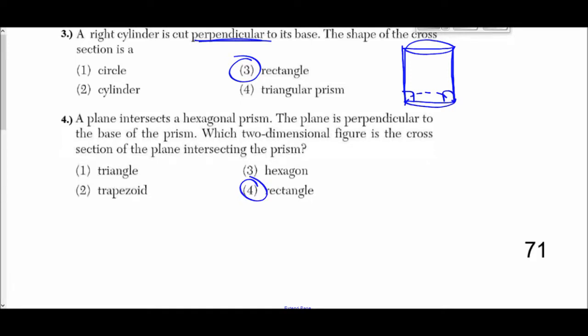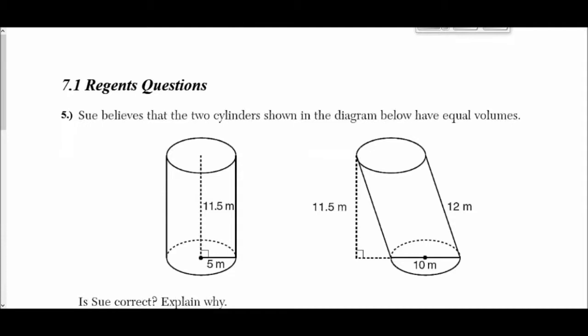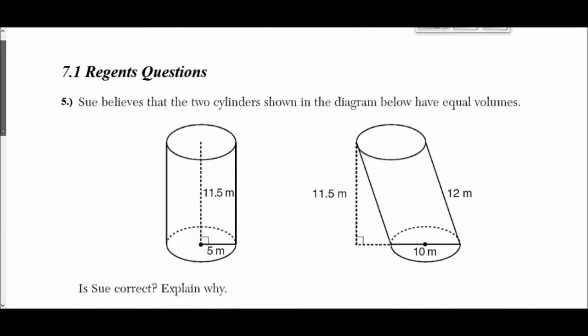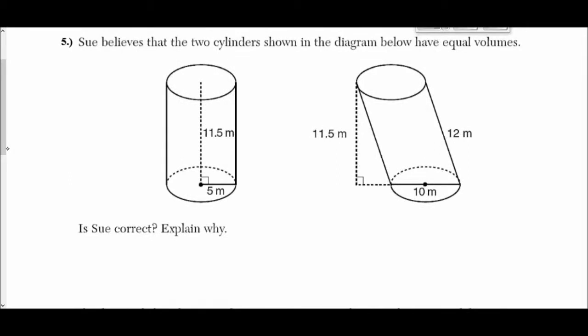Moving along. Number 5. So this has to do with the Cavalieri principle. Cavalieri, sorry. All these years I still can't pronounce it. So Sue believes the 2 cylinders have equal volumes. Is she correct, and why? Well, according to the Cavalieri principle, if 2 cylinders have bases with the same areas and they have the same heights, then they have the same volumes. So really what you need to show here is that the areas of the bases are congruent.